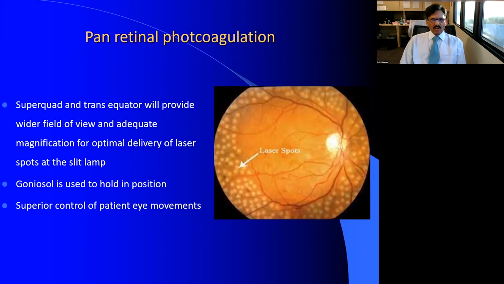Goniosol is used to hold the lens in position. And of course, the biggest advantage is, unlike in binocular indirect ophthalmoscopic laser, here you have control of the patient's eye movement, so you don't catch the macula inadvertently. That's the greatest advantage of this.